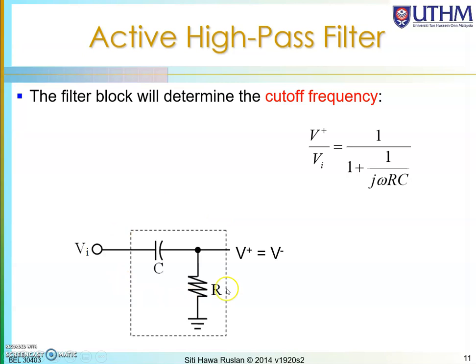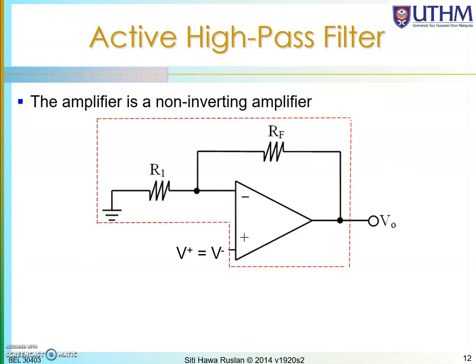Okay, so this is the transfer function for the filter. And then from the denominator over here, again, you can determine the cutoff frequency. So it will be 1 over 2 pi RC. So this value of R and C will determine the cutoff frequency.